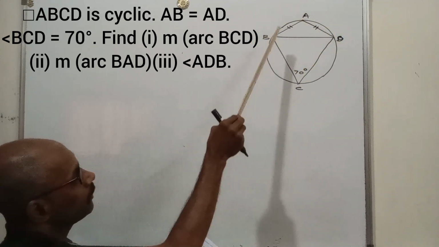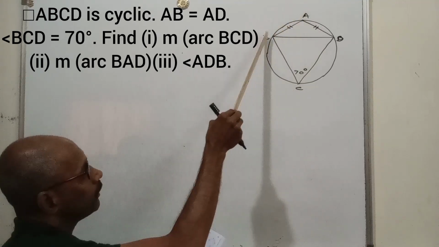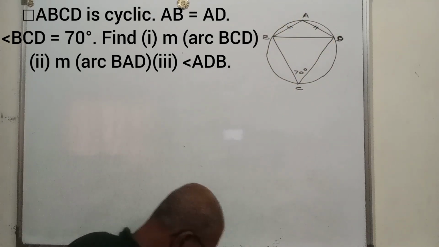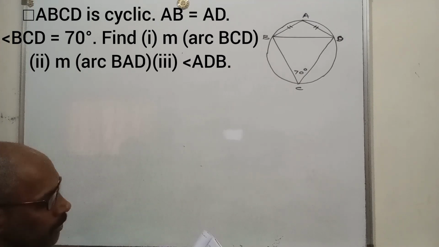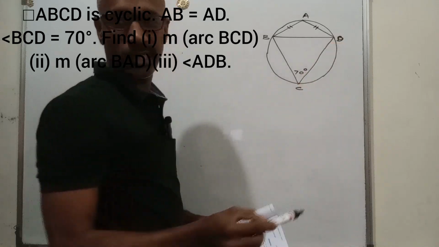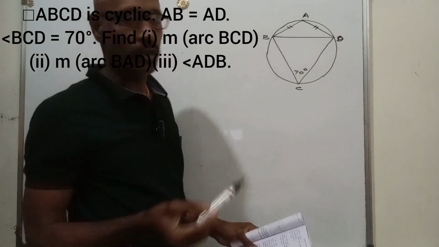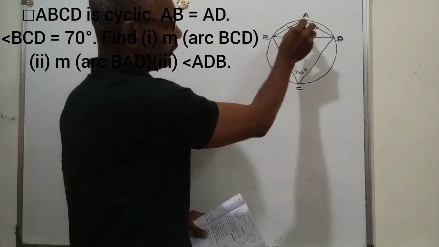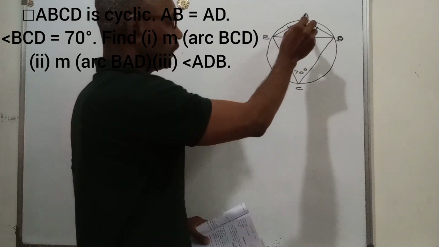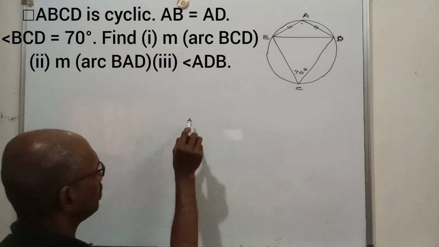Okay, see this. Here we first need to find major arc BCD, but we cannot find it directly. So first we will find the measure of this angle A.